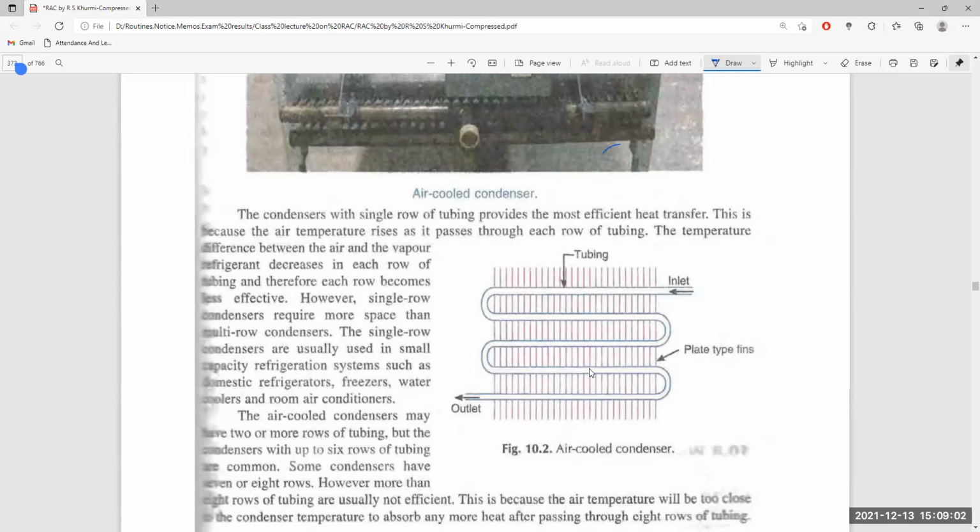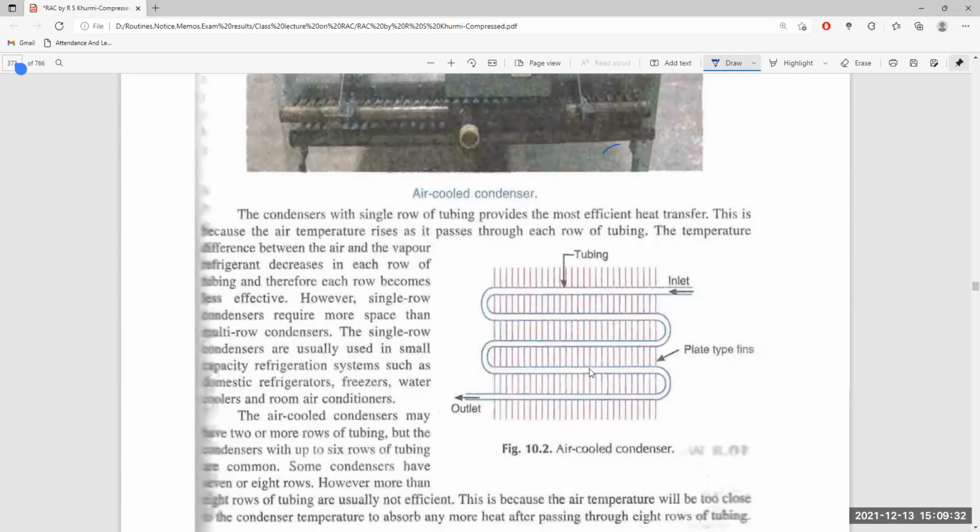heat transfer, and quickly. Whereas with multiple row tubes, the higher the number of rows of the tube, the temperature difference between the condenser and the surroundings is reducing. Ultimately, in the last rows, very little heat transfer takes place. So a single row is always desirable, but the problem is it requires much more space to make it effective.